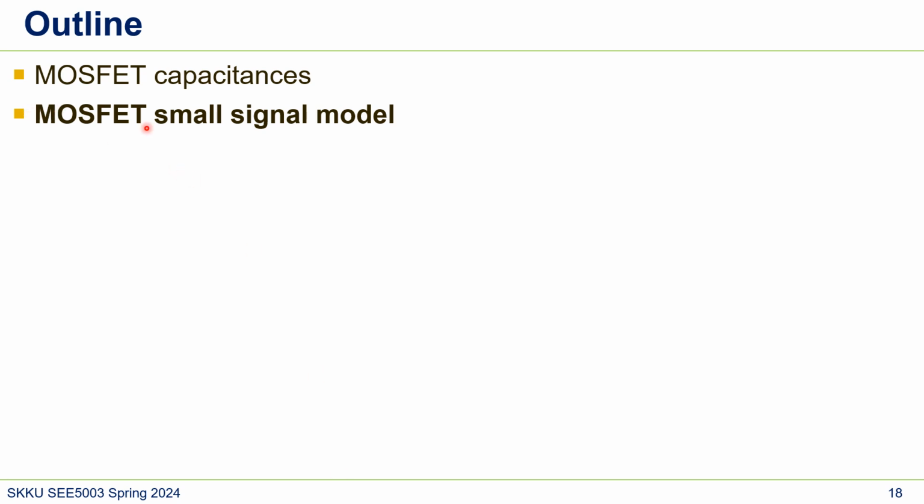Now the MOSFET small signal model, this is very important. We will use it all the time. Capacitance is also important, but we're not using it directly in circuit design, while this small signal model we always use. So this is a very important part, and we have to be very used to it before our actual circuit part.